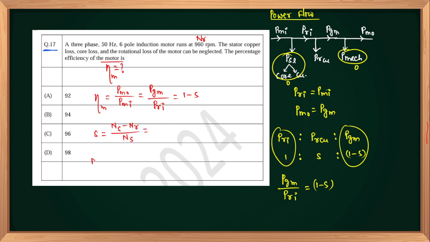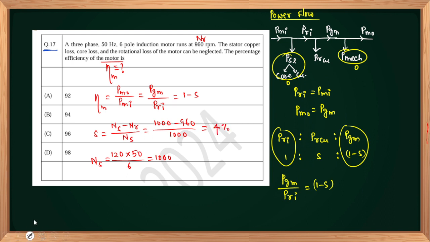How do you calculate Ns? Synchronous speed is 120 into 50, the 50 Hz frequency, divided by 6 poles. So you'll get 1000 RPM. So 1000 RPM minus rotor speed 960 RPM, divided by 1000. You'll get 40 divided by 1000, that is 4 divided by 100, so 4%.